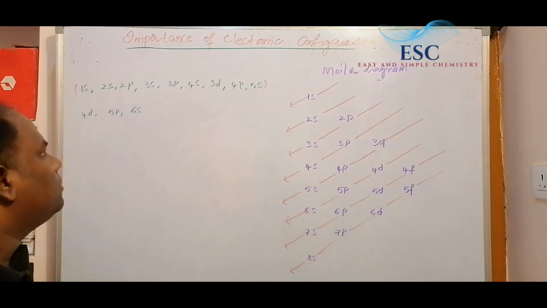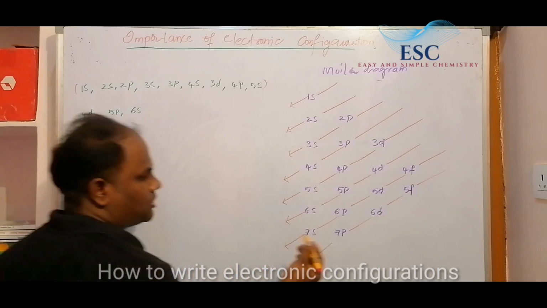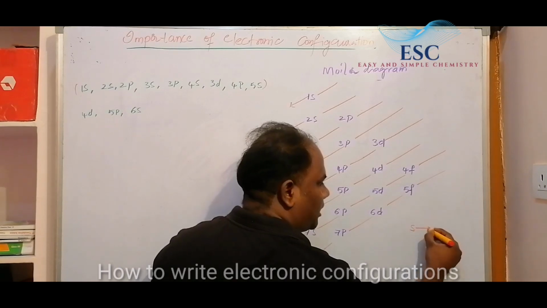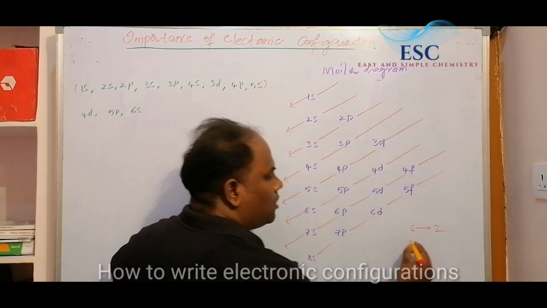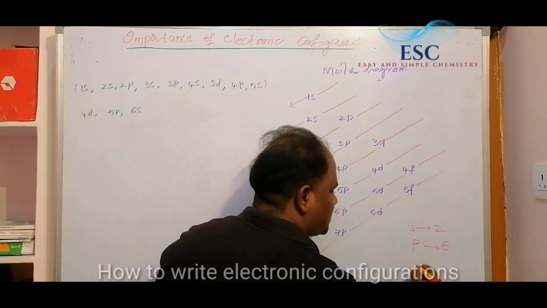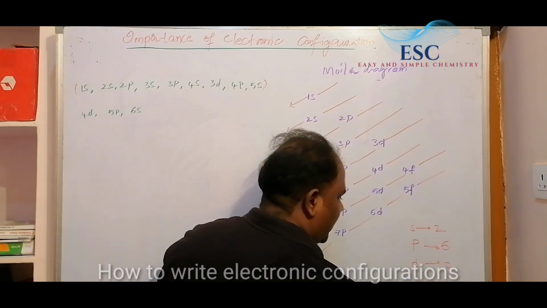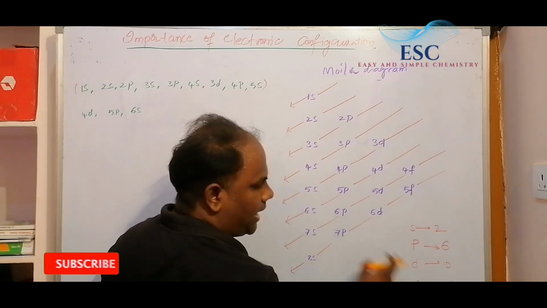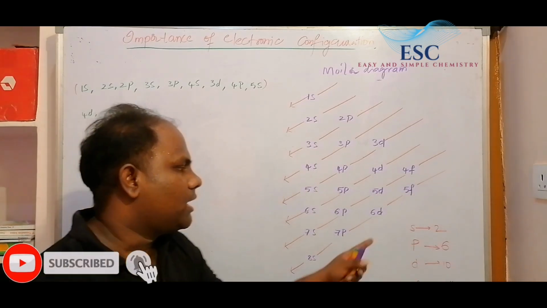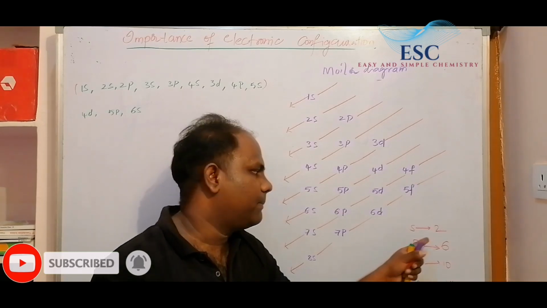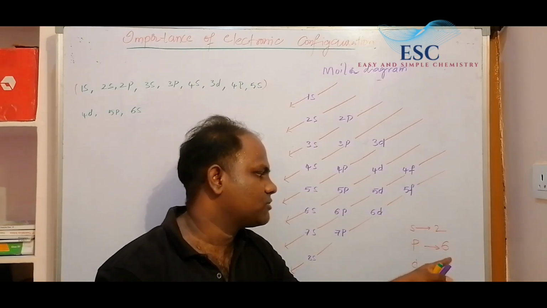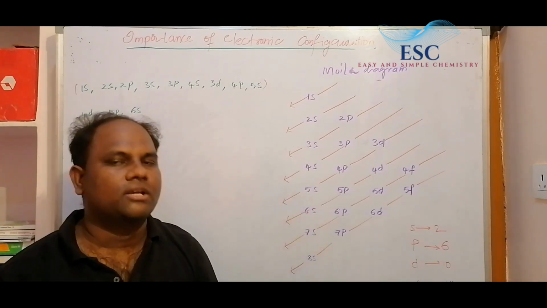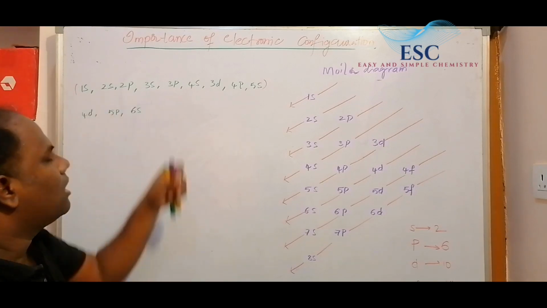Now, how to write the electronic configuration? How to fill the electrons in the diagram? In the s orbital, the maximum filling of electrons is 2, in the p orbital the maximum is 6, in d it is 10 and in f it is 14: s2, p6, d10, f14. Every orbital increases by 4 electrons: 2 plus 4 is 6, 6 plus 4 is 10, 10 plus 4 is 14. Using these numbers we will fill the orbitals.